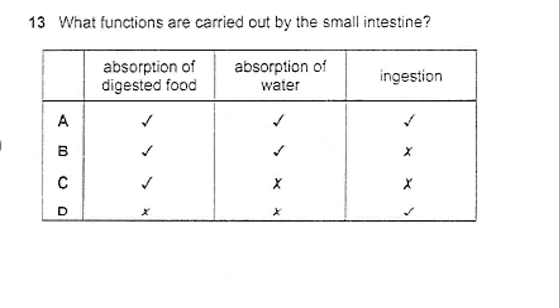What functions are carried out by the small intestine? Let's look here. To answer such a question, we agreed before that we have to tick here before we choose, so that when we choose, we're sure of our choice. Absorption of digested food. Yes, this happens in the small intestine. Absorption of water. Yes, it happens in the small intestine. What about the ingestion? No, ingestion does not happen in the small intestine. So now it's very easy to make a choice. What is the choice? The choice now is obviously B.